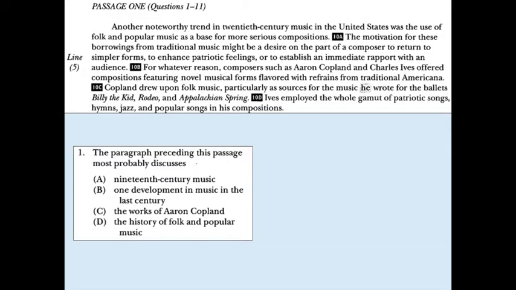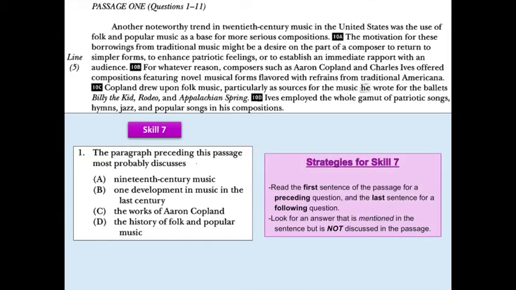The first thing you should do is read the question and identify which skill it is so that you know what strategies to follow. Number 1. The paragraph preceding this passage most probably discusses. Okay, this is a Skill 7 question, so we need to follow the strategies for Skill 7. Read the first sentence of the passage for a preceding question. Then look for an answer that is mentioned in the sentence but not discussed in the passage.